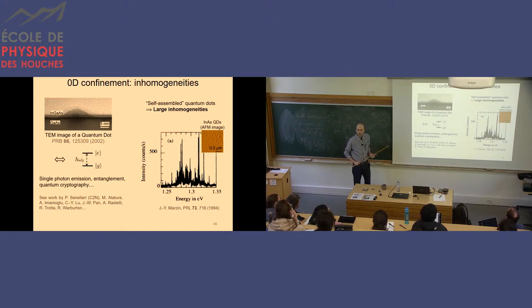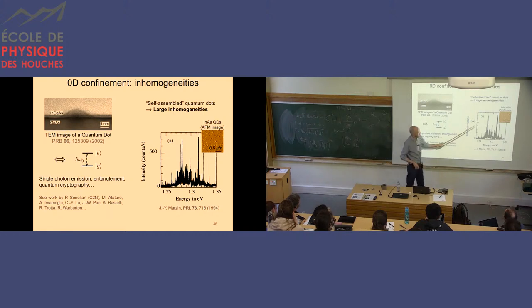And there is a drawback, there is a problem here, which is that these quantum dots are called self-assembled quantum dots. So they just assemble by themselves through strain and mechanical constraint during the growth of the material. And they are randomly placed first, and they have very different energies or optical properties when you look at them individually. So this is the first discovery of these quantum dots in 1994. People observed a full series of energy lines. So you see they all emit at different wavelengths.